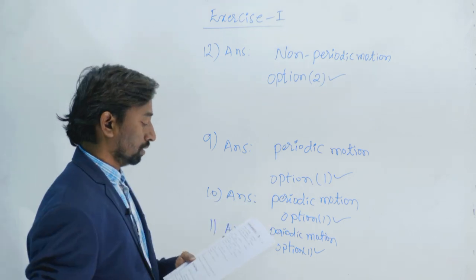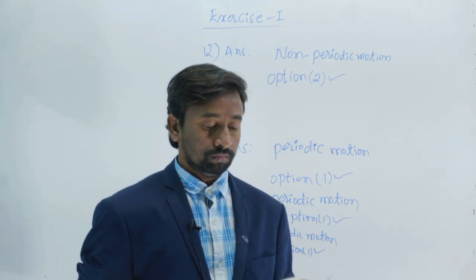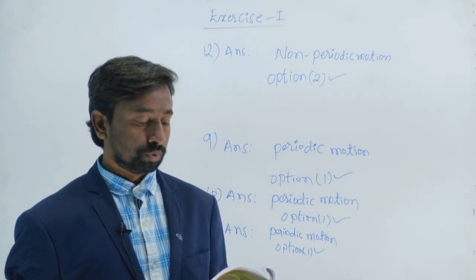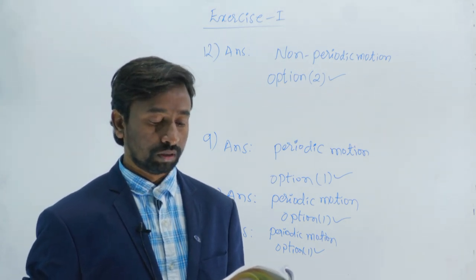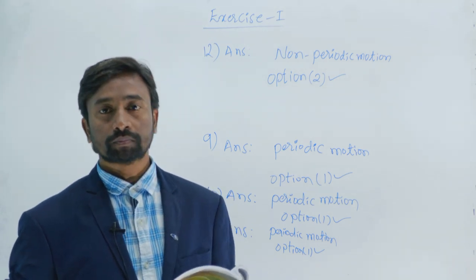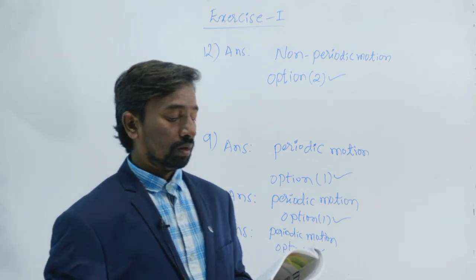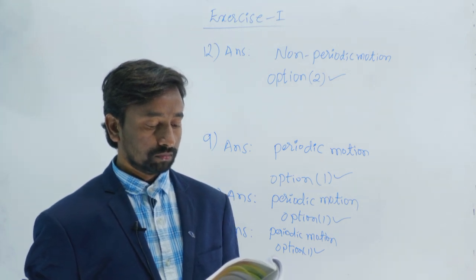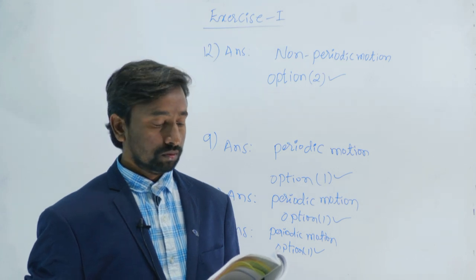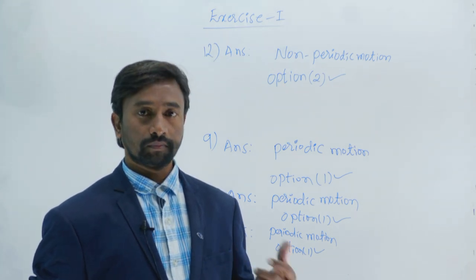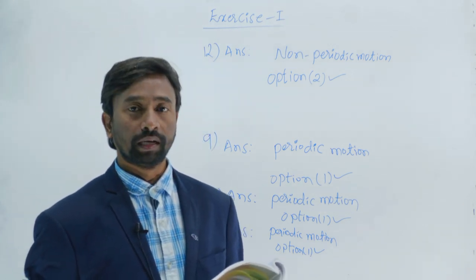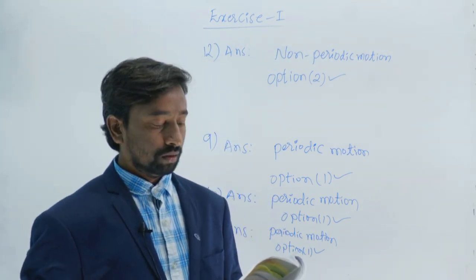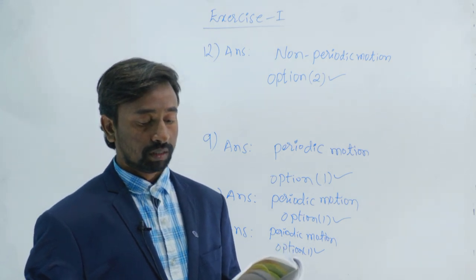Now next 13th one, the beating of heart is dash motion. So it is a periodic motion, non-periodic motion, random motion, rectilinear motion. So we can say the heart beats 72 times in a minute, so for every such interval it beats the same number of times, then we can say it is a periodic motion. Here options are given for 13th one: periodic, non-periodic, random, rectilinear motion.